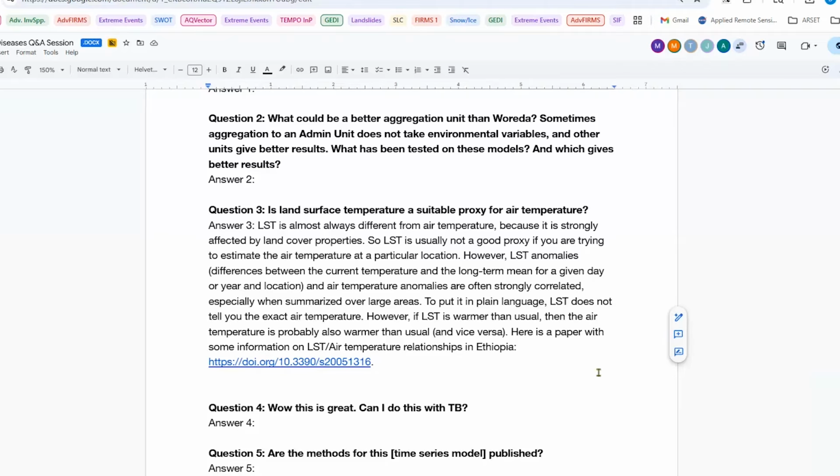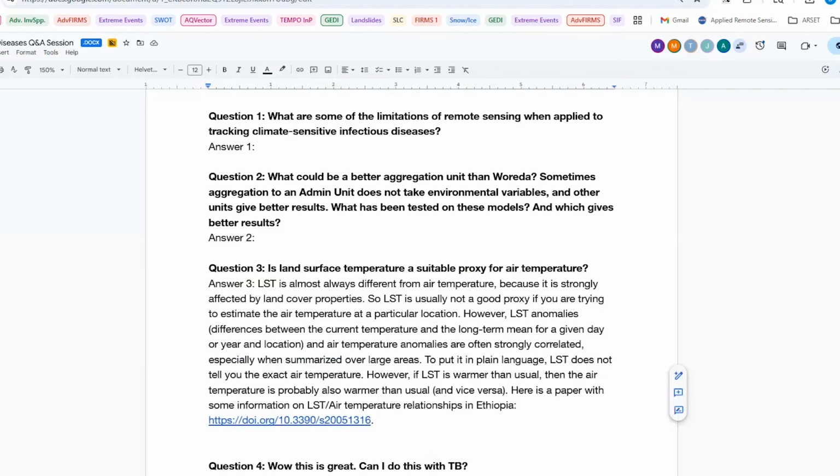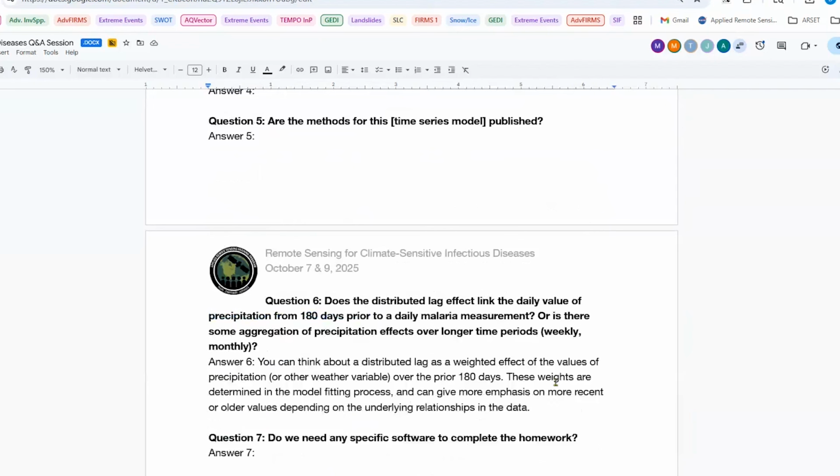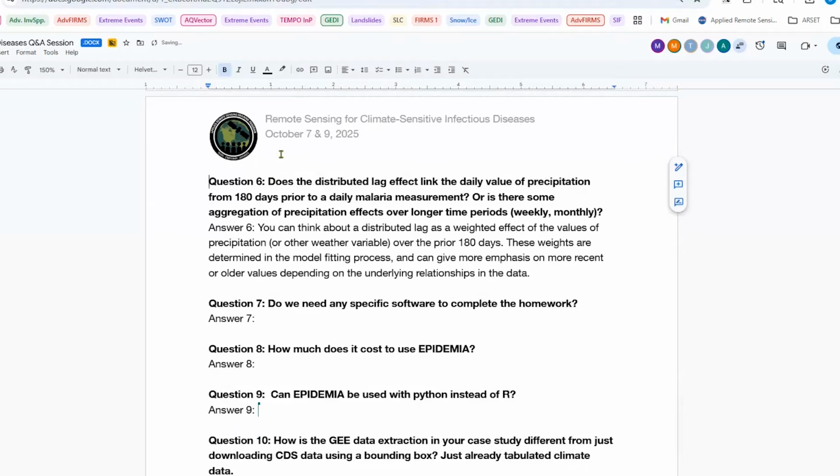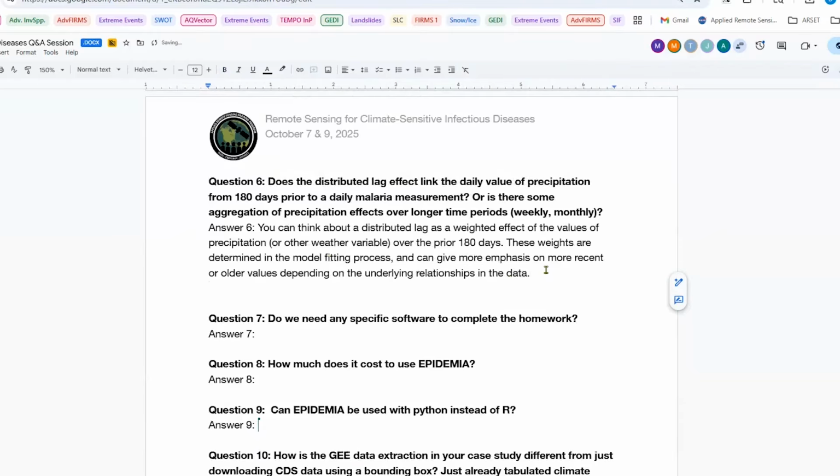Okay, thank you very much, Mike. The second question that is interesting, I think, is question number 6. Does distributed lag effect link the daily value of precipitation prior to the daily malaria measurement, or are there some aggregation precipitation effects over a long time period, weekly or monthly?